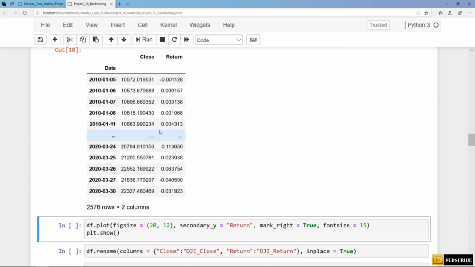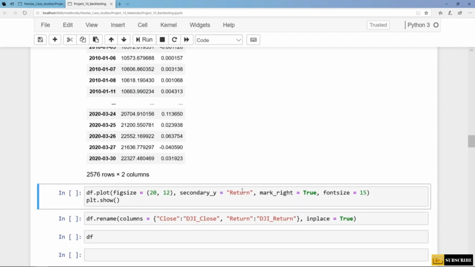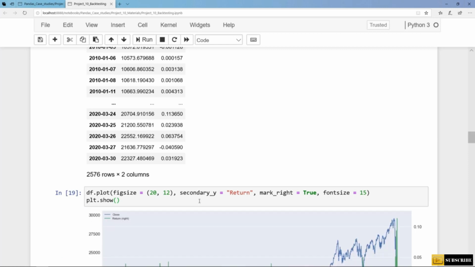And now we can also plot prices and returns in one figure. As the scales are very different, so the price is around 10,000 and the return is around 0, we have to create a secondary y-axis where we have the return. That secondary y-axis will be on the right-hand side and the primary y-axis with the prices on the left-hand side of our figure. Now let's run the cell and have a look.